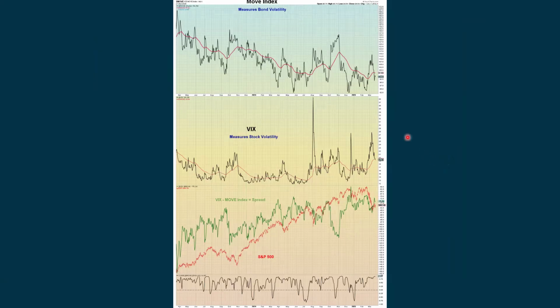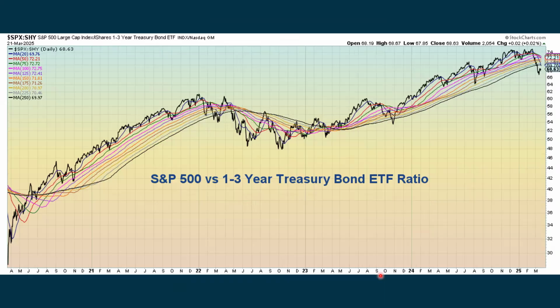And we look at the volatility of bonds. That's the MOVE index on top. The volatility of stocks, that's the VIX in the middle. And we see there's a pretty high correlation on a volatility basis between the two. This is not measuring price. This is measuring the correlation of volatility.